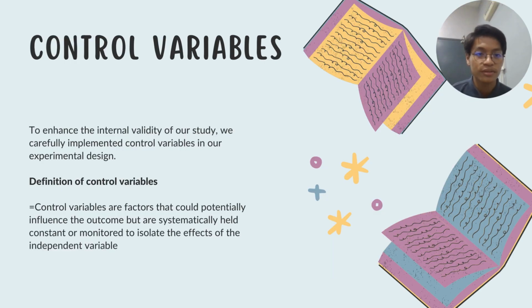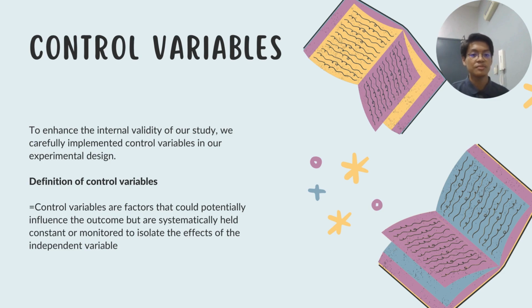And then control variables. To enhance the internal validity of our study, we carefully implemented control variables in our experimental design. So what is the definition of control variables? Control variables are factors that could potentially influence the outcome, but are systematically held constant or monitored to isolate the effects of the independent variable.